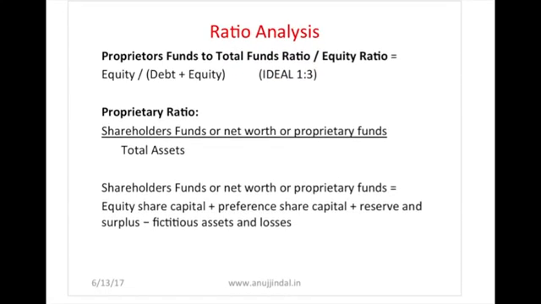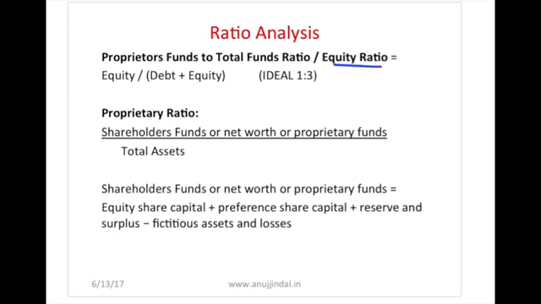The next one is proprietors funds to total funds ratio or equity ratio. It is equity upon debt plus equity. The ideal is 1 is to 3. Proprietary ratio is another one, which is shareholders funds or net worth or proprietors funds upon total assets. Shareholder funds, net worth, and proprietary funds are the same thing, upon total assets, which is debt plus equity. Here is the formula for that: equity share capital, preference share capital, reserves and surplus, minus fictitious assets and losses. This is the formula for finding out shareholders funds or net worth or proprietary funds.